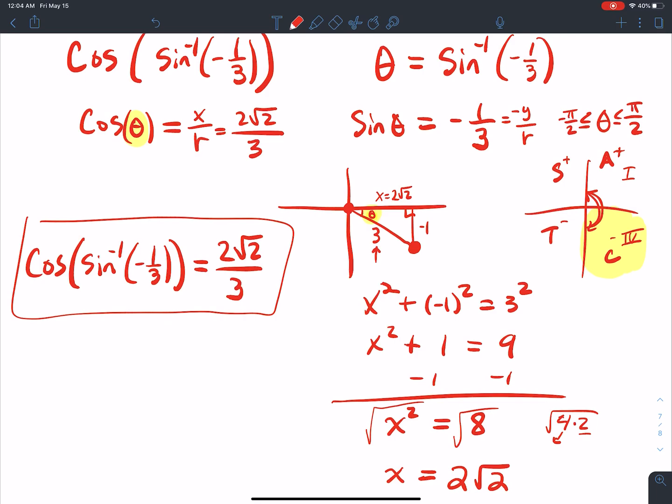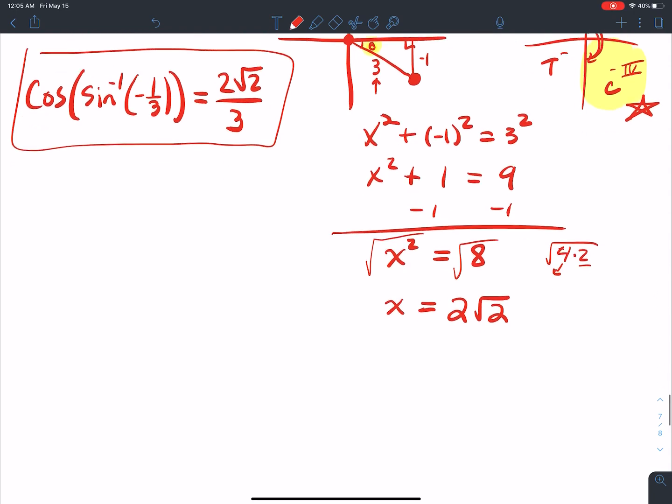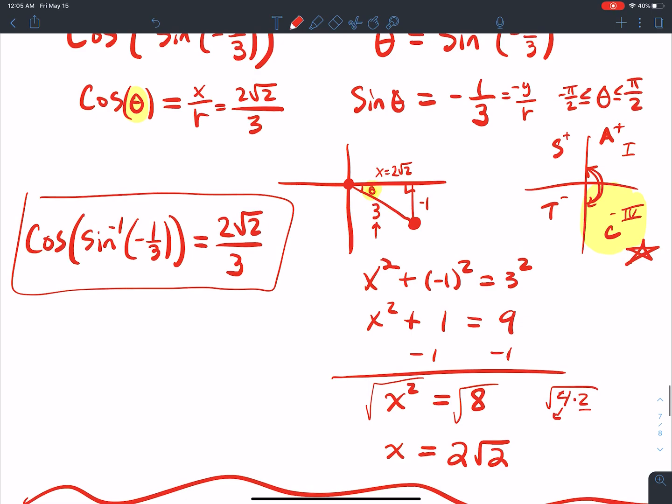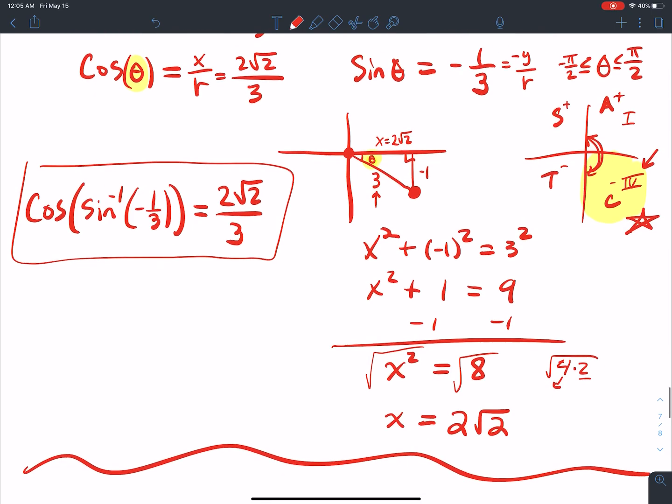So determining what quadrant we're going to be in is key. Otherwise, you don't know, was it supposed to be positive, was it supposed to be negative, and so on. Because when you take square roots, you get plus or minus, right? So we're figuring out if it's the positive or negative based off of where we're falling here.